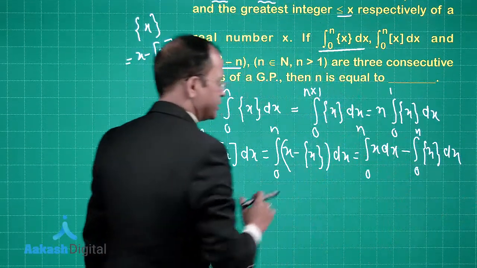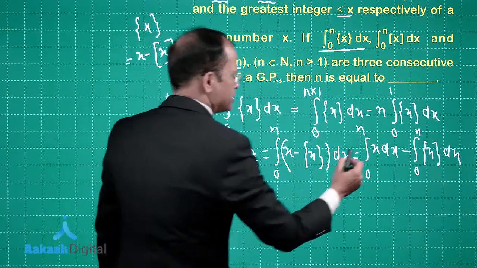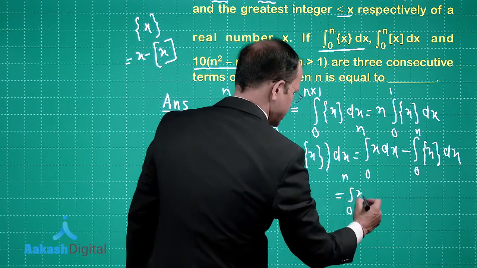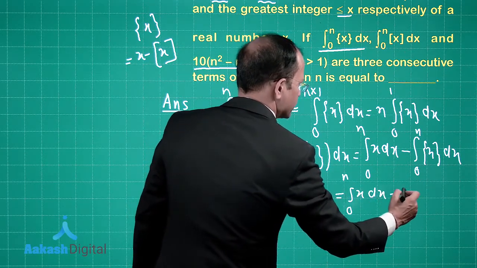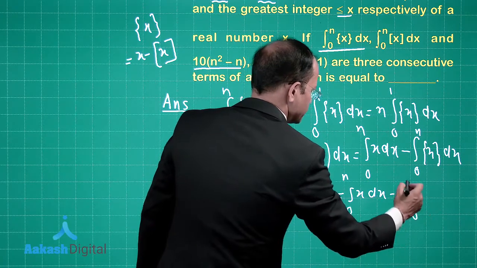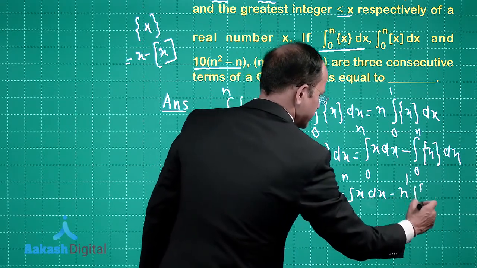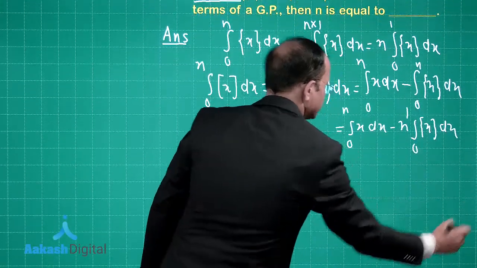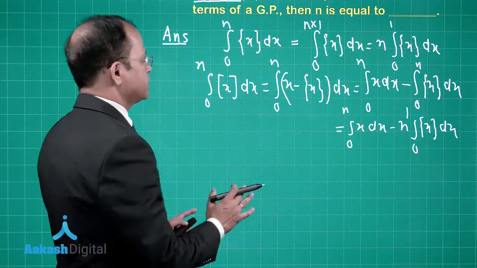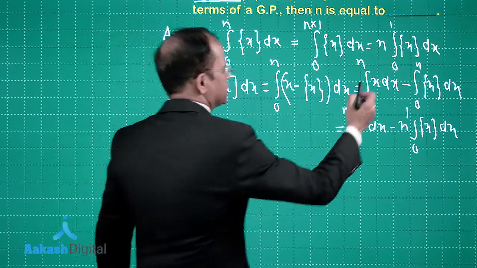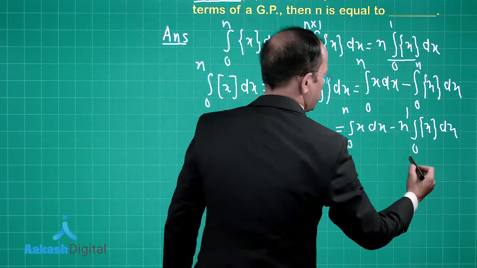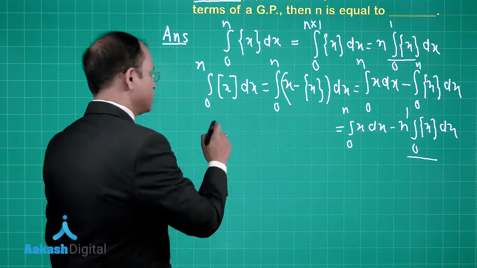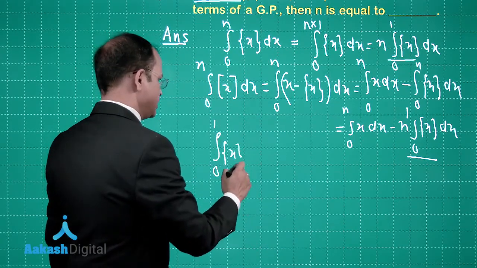So just have a look at this part. The interesting part is that we have been given this, and again we can write it in this way: the integral from 0 to n of x dx. Again we can write n times the integral from 0 to 1 because of the periodicity. Now the interesting part is that we have just 2 integrals, right? This integral is very common to us. I think this is a very easy integral: the integral from 0 to 1 of the fractional part of x dx.